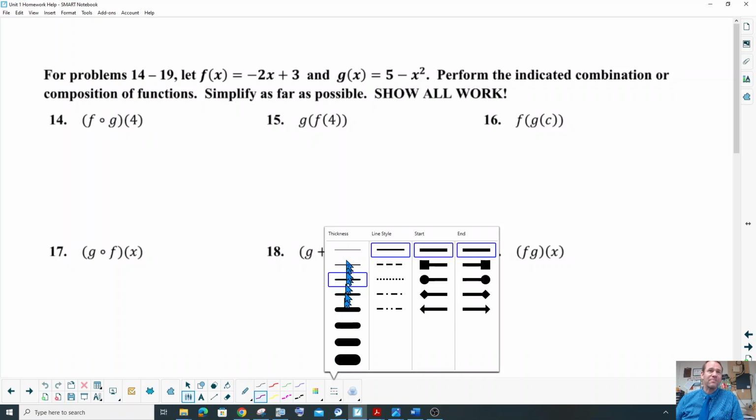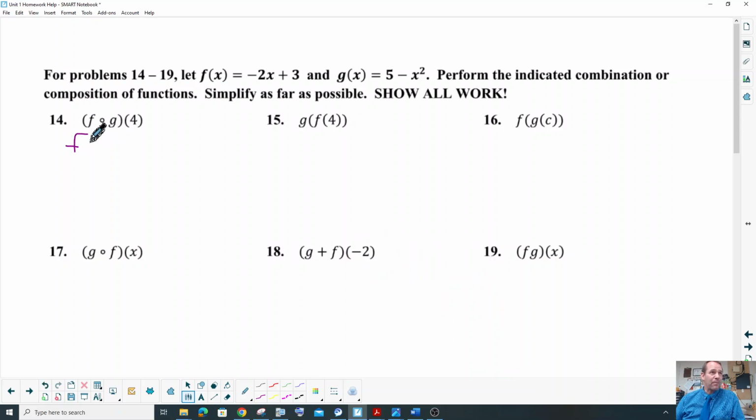So let's get going. F of G of 4, just to let you know, means F of G of X equals 4. So you're going to take 4 and plug it into G. 4 squared is 16, and you get a negative number there. Then whatever you get, you plug back into F. We'll show you by doing 15, which is the other way.